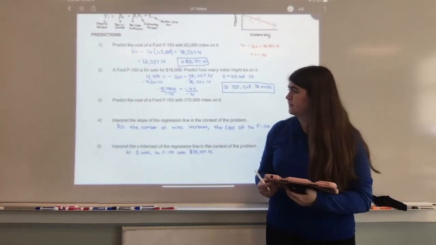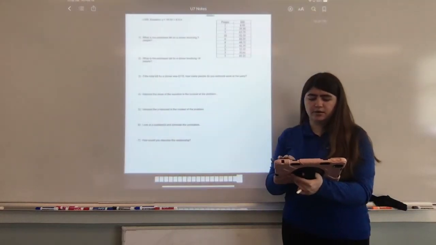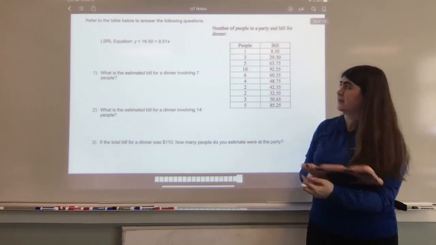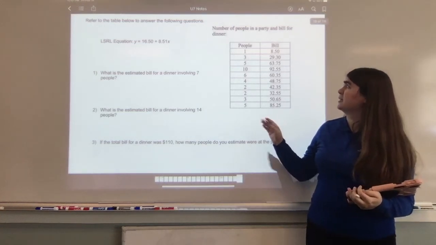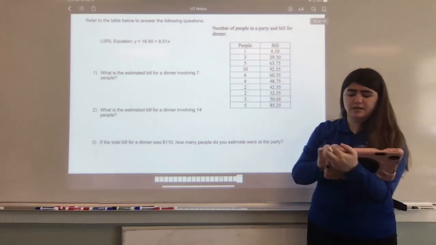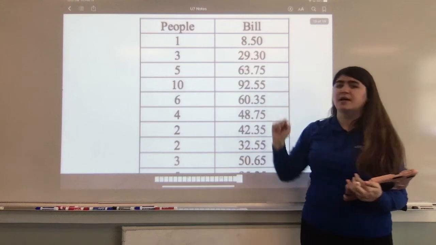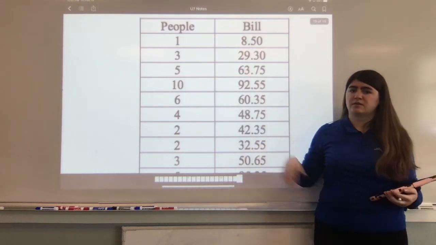All right. We have one more example of a linear regression model. We're going to switch the page here. This question says to refer to the table below to answer the following questions. So we have the number of people in a party and the bill for the dinner. If one person attends, then we pay $8.50. 3 people, $29.30. 5 people, $63.75, and so on.